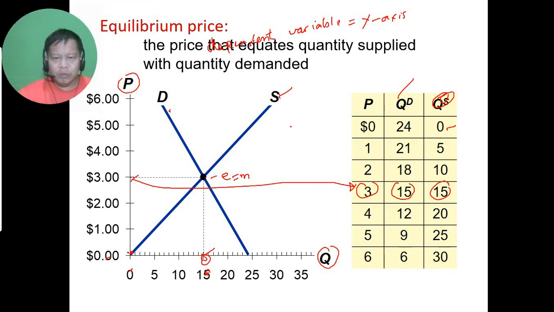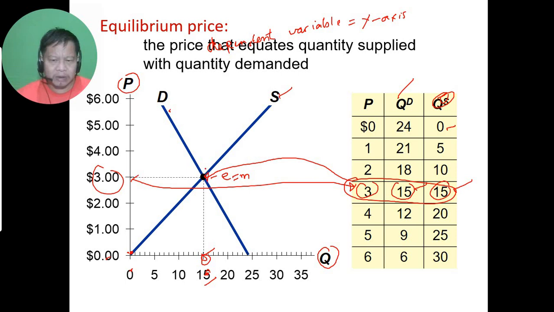So, equilibrium price, the price that equates quantity supplied and quantity demanded. Equates or equal, no? So, at the equilibrium price, in the example, the equilibrium price is 3, no? This is the equilibrium price, 3. So, that equates quantity supplied. The quantity supplied is 15. The quantity supplied and quantity demanded are equal. The quantity demanded is also 15. This point is located on this particular point in the graph. Okay. Let's proceed now.